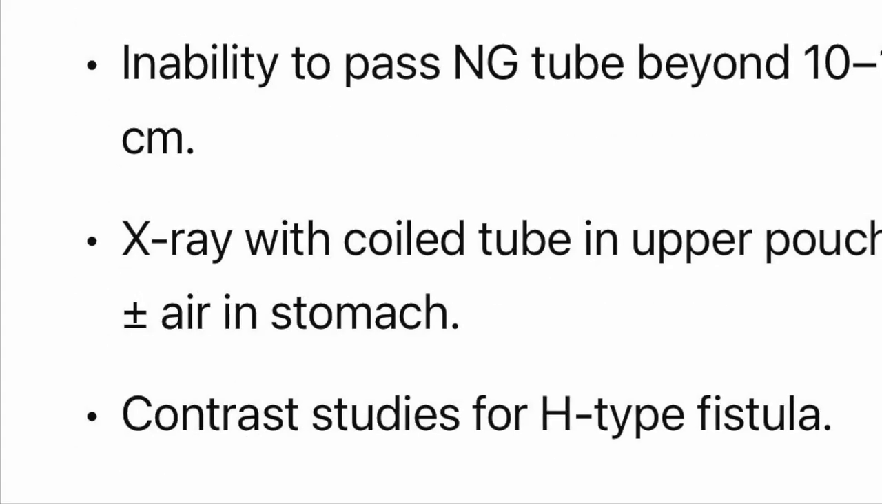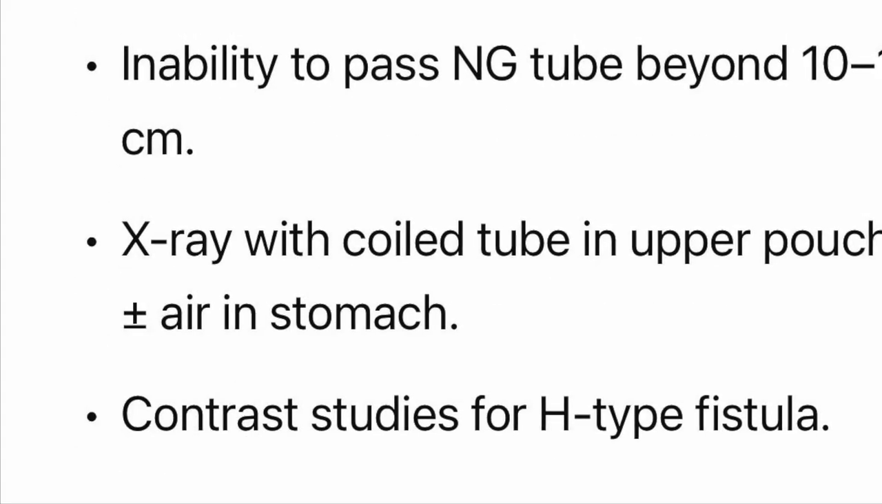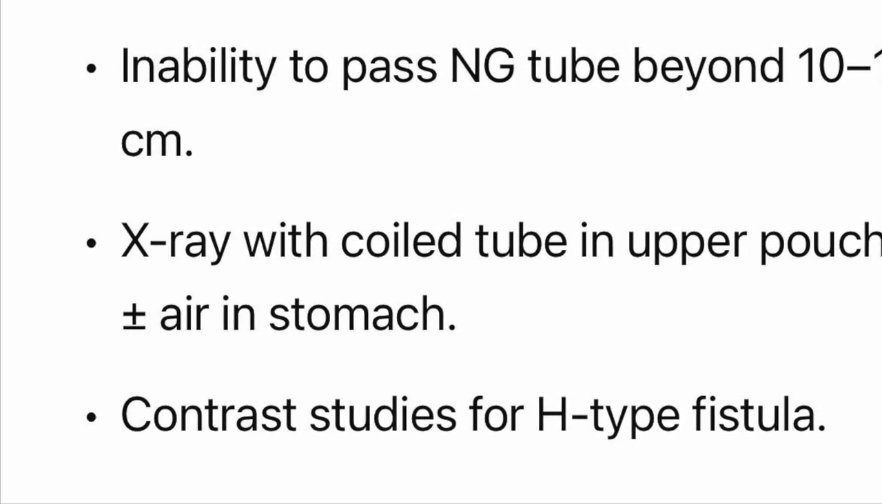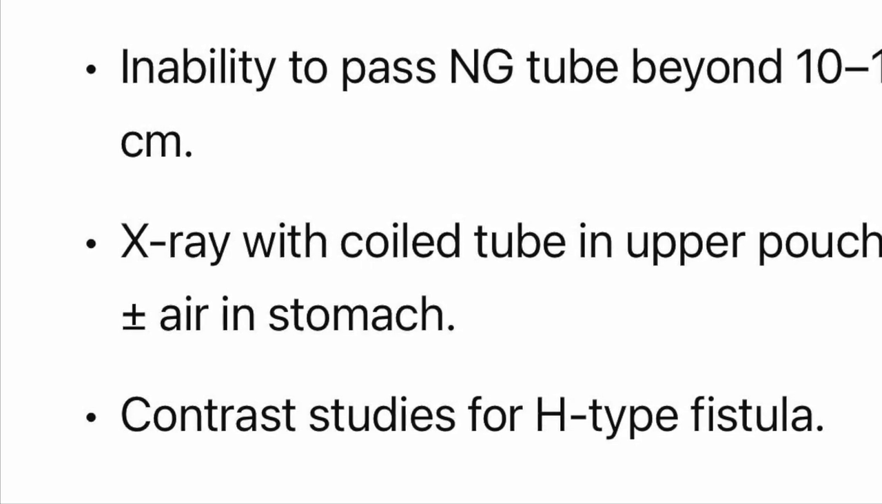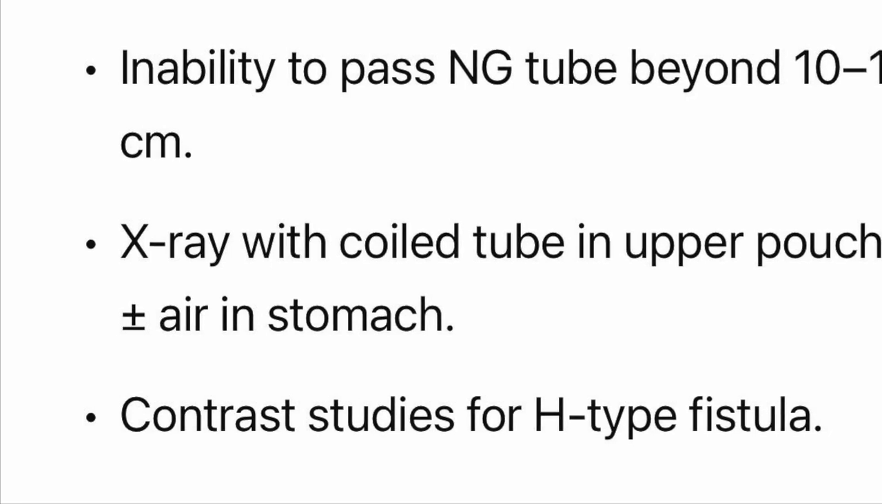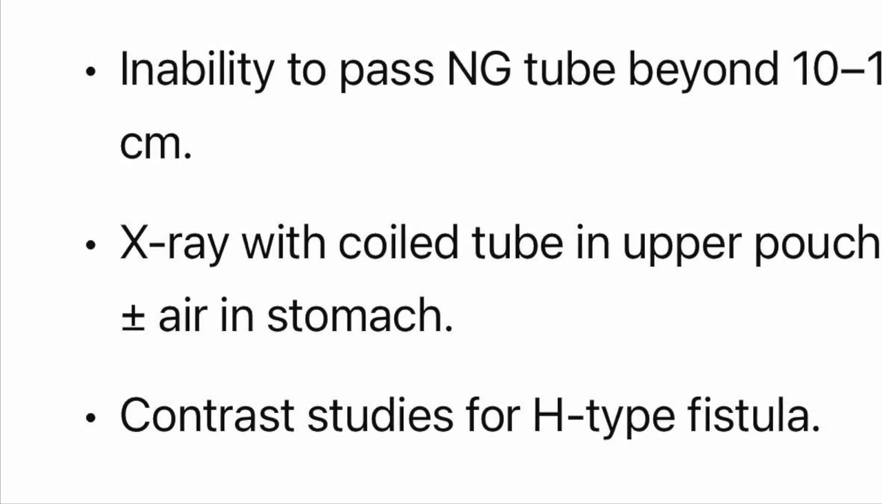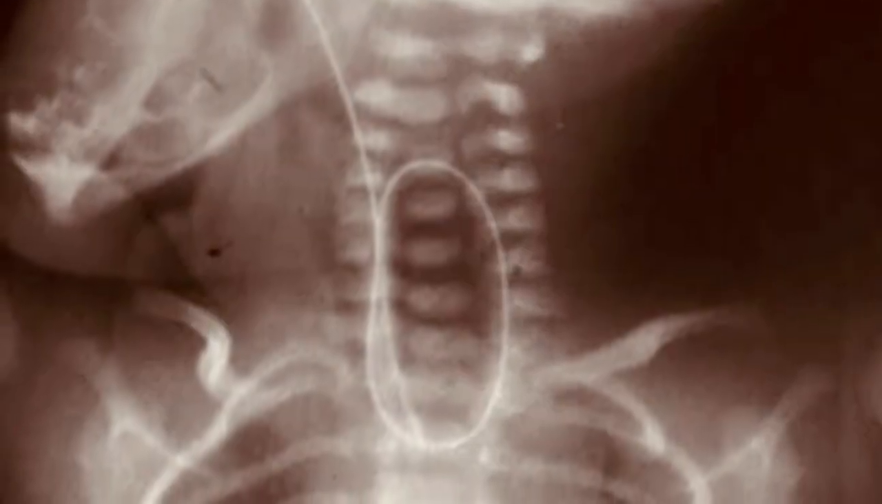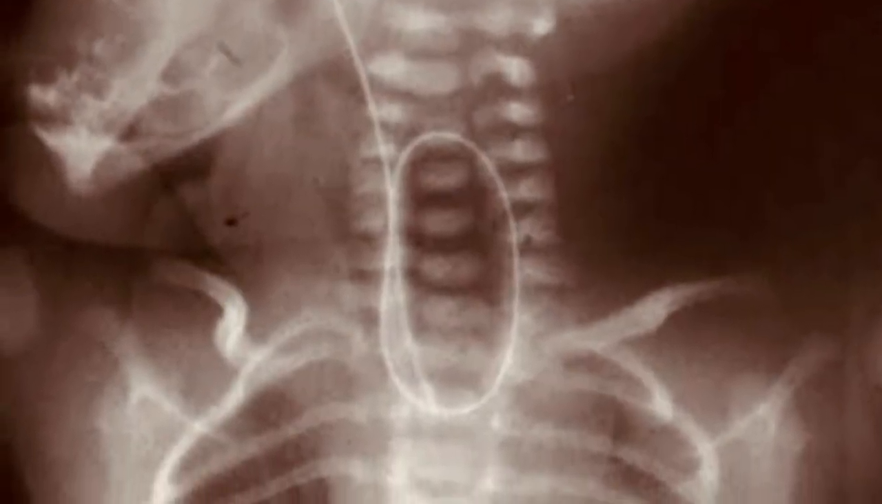Diagnosis: prenatally, you can see polyhydramnios with absent stomach bubble. Postnatally, there is inability to pass a nasogastric tube beyond 10 to 12 centimeters. X-ray with coiled tube in the upper pouch or air in the stomach. Contrast study for H-type fistula can be done.